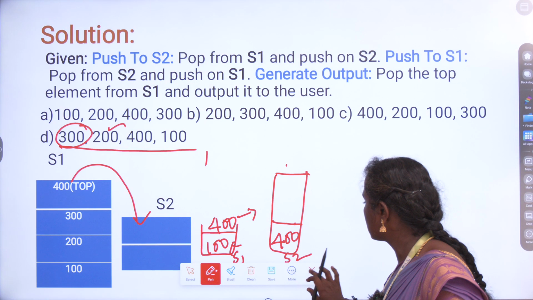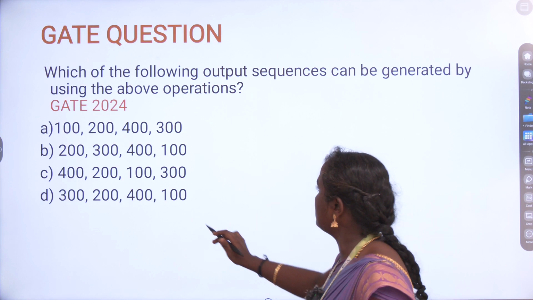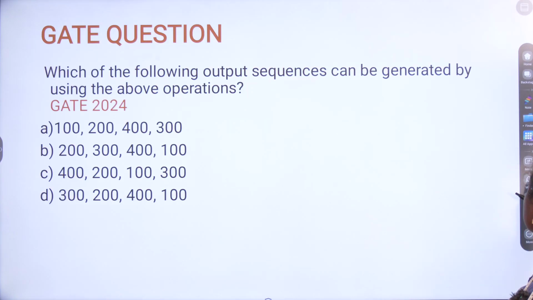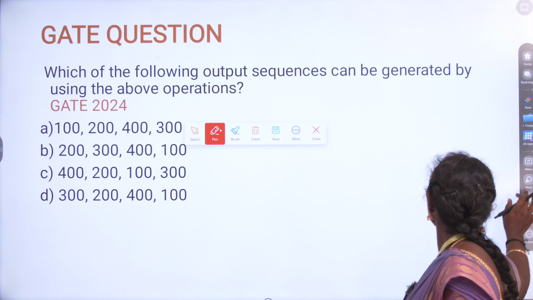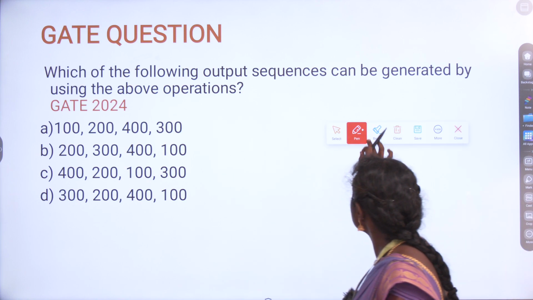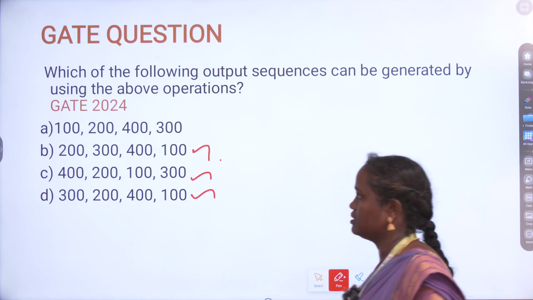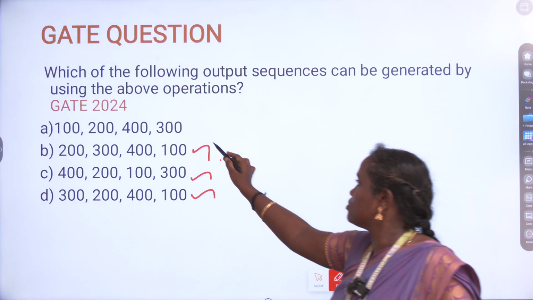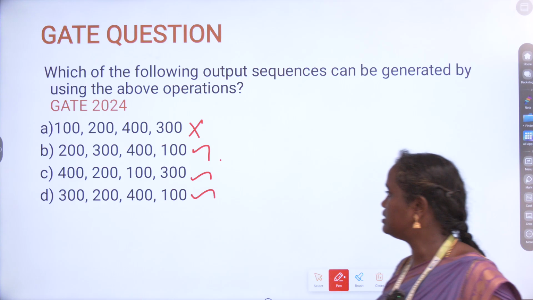So in this, option D is also possible, right? So what are the answers here? So the correct answer is, see, the correct answer is B, C and D, and A is not possible, right? So the correct answer is B, C and D.